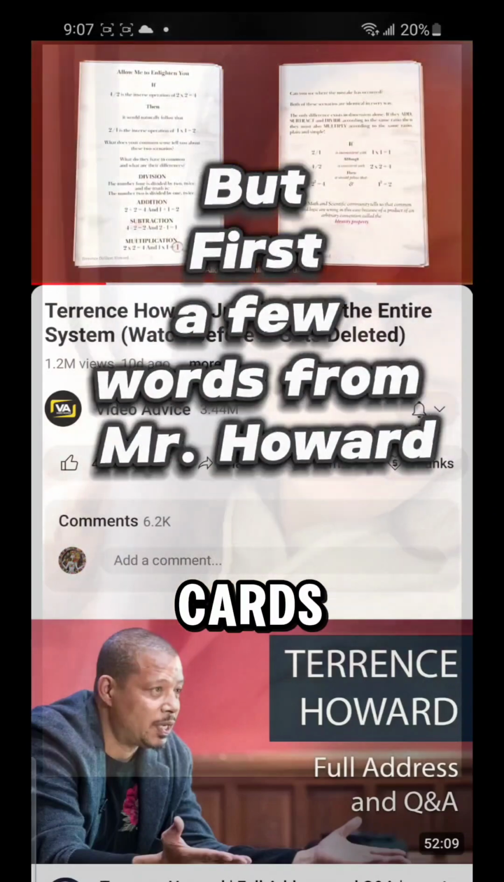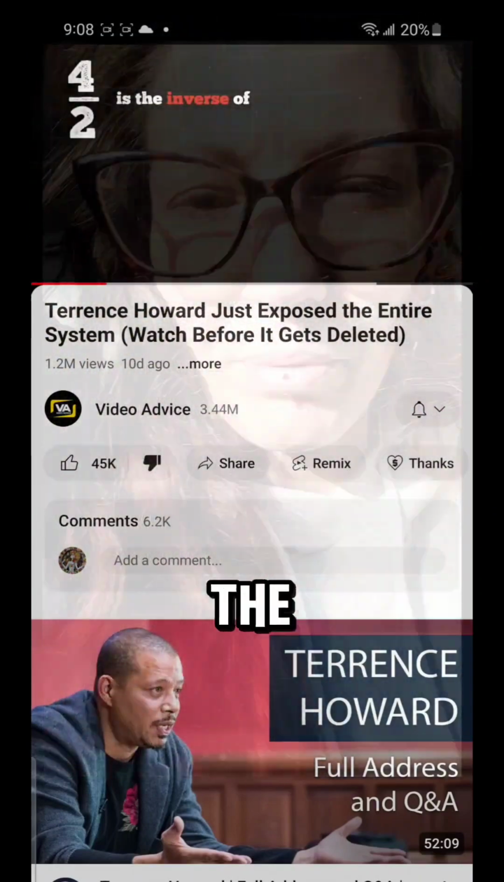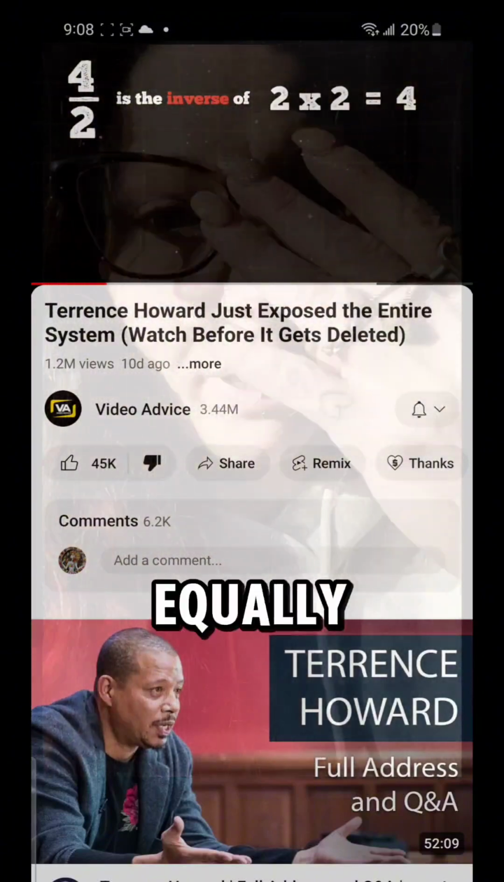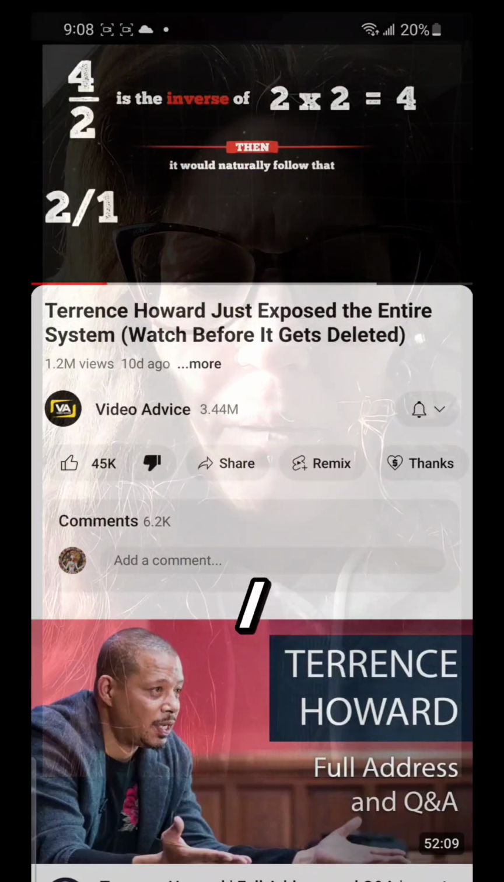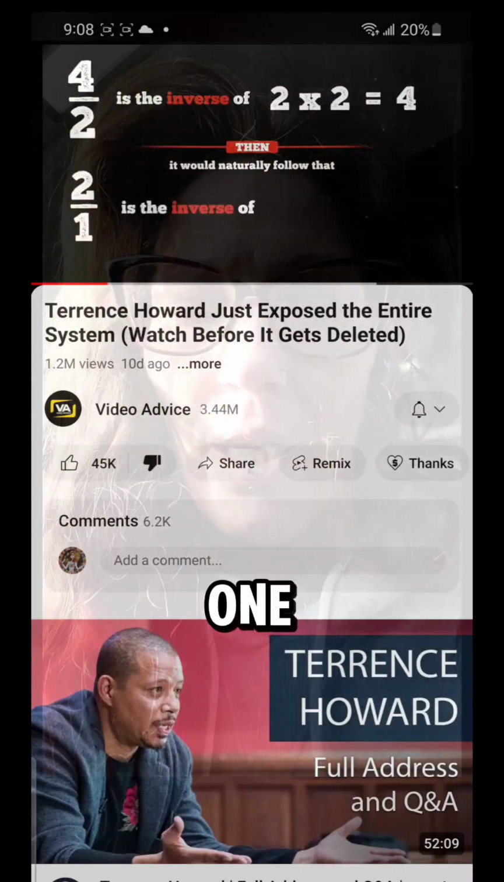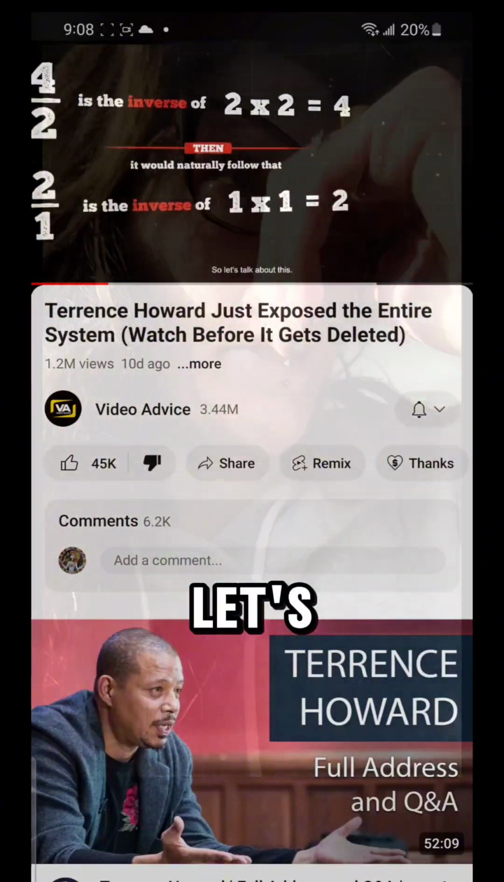Allow me to enlighten you. If 4 over 2 is the inverse operation of 2 times 2 equaling 4, then it would naturally follow that 2 divided by 1, or 2 over 1, is the inverse operation of 1 times 1 equaling 2. So let's talk about this.